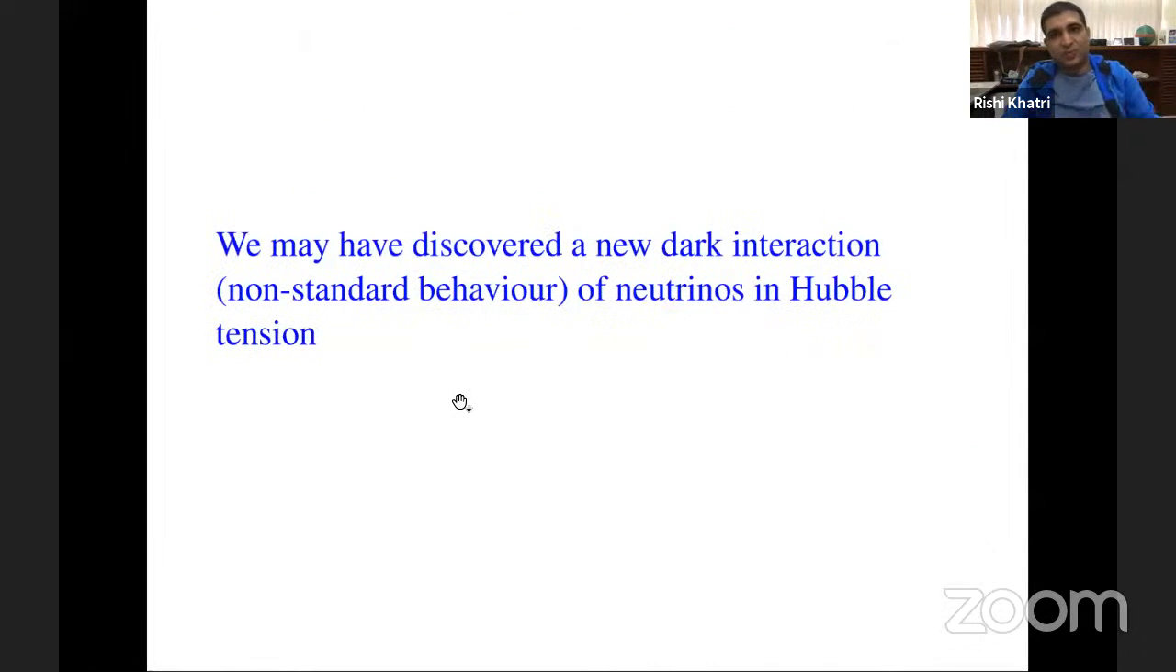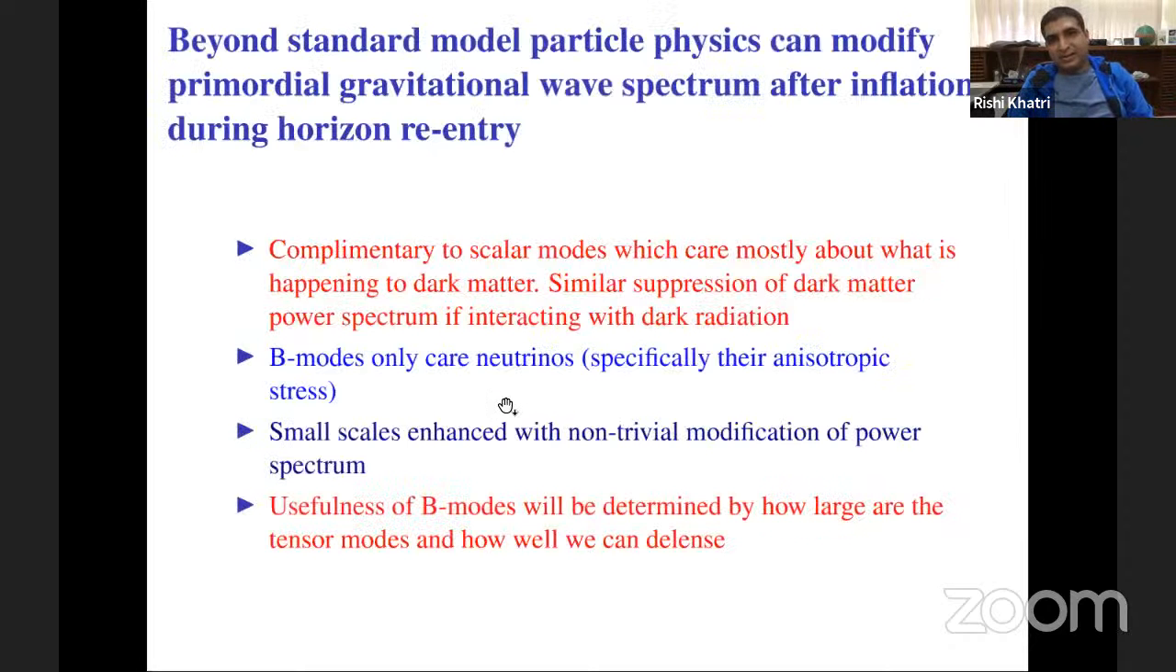So I will just stop here. So we may have discovered a new dark interaction in the Hubble tension, a non-standard behavior of neutrinos in this Hubble tension. And in particular, it has interesting implications for the gravitational wave power spectrum that we get from inflation, in particular for the CMB B modes. And I will stop here.